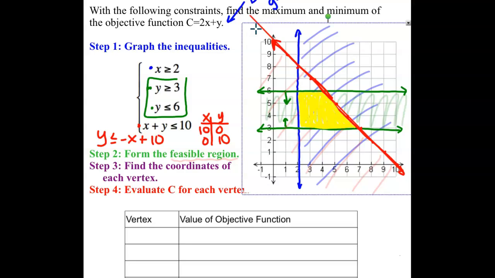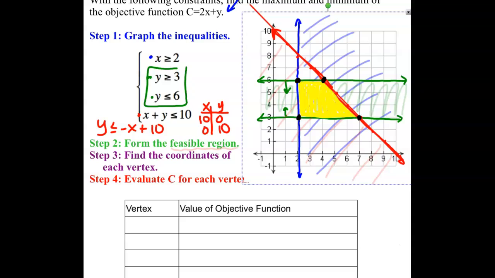All right, so the step 3 now is to find the coordinates of the vertex. We want to find the corners of this feasible region. And we're going to list those in our chart, because the last step then to this process is to evaluate each of those vertices using the objective function that they gave us.